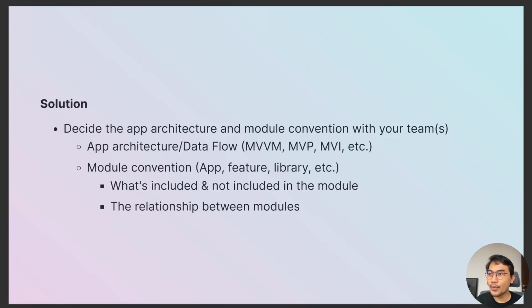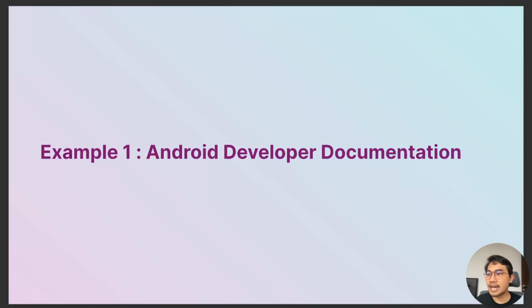But in general, we can define how to organize modules by defining the app architecture, like MVVM and MVI and so on. Then we should also create the module convention, like app module, feature module, or library module. This helps us define what's included and not included in the module. Lastly, we should also define the relationship between modules. In this presentation, I'll share examples of how we organize our modules.